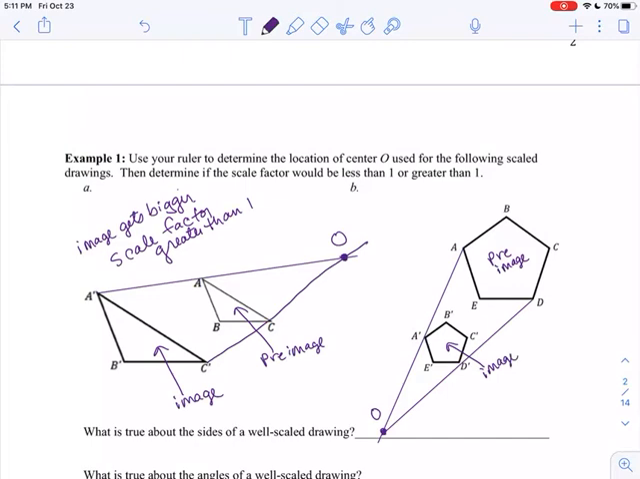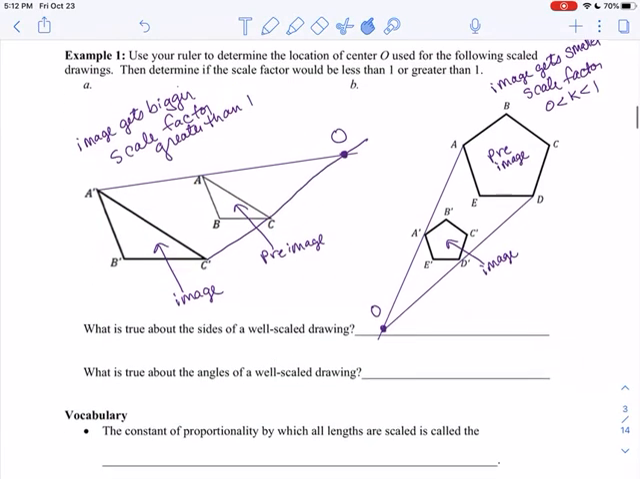This is the pre-image, the original. The image is what it becomes. That's my image. See how the image is moving closer to that point of dilation. All right, the image gets smaller. If the image gets smaller, then it's moving closer to that point, and my scale factor would be less than 1. It has to be greater than 0, but it's less than 1. Scale factor is basically between 0 and 1. Less than 1, but greater than 0 is going to be a fraction.